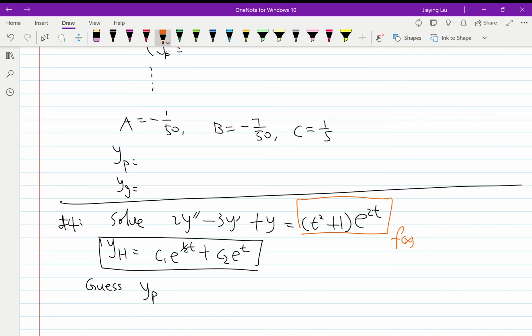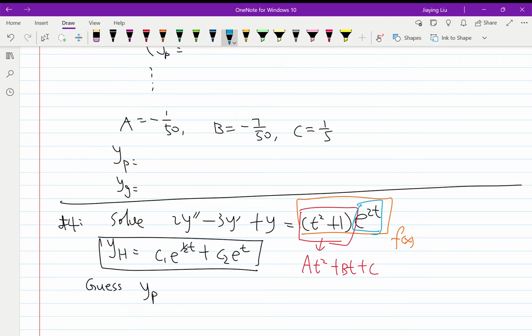We can get the particular solution to be at squared plus bt plus c. Even if we don't have the t term in the parentheses, we have to include that term. So we need all three terms in the quadratic expression.